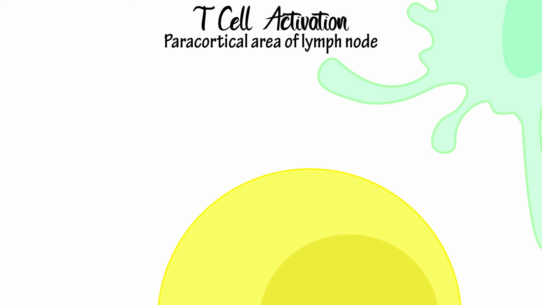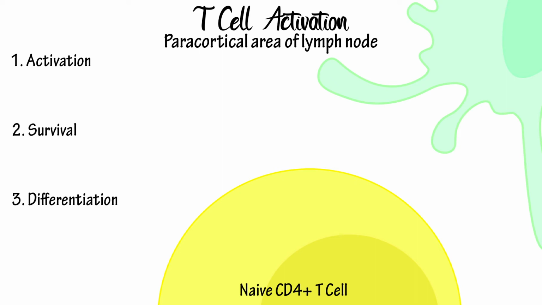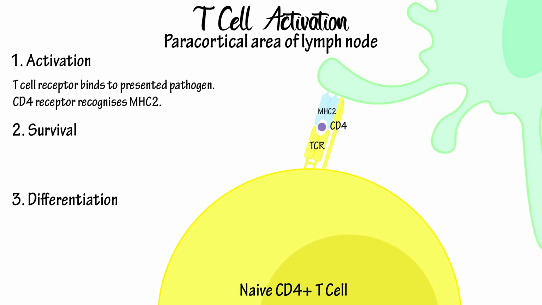So now let's have a look at how each cell is activated. Activating a CD4 positive T cell can be narrowed down into a 3-step signaling process: activation signal, survival signal, and differentiation signal. Activation involves the binding of the T cell receptor to the foreign pathogen presented. The CD4 receptor on the CD4 positive cell recognizes that the antigen is being presented on MHC2.